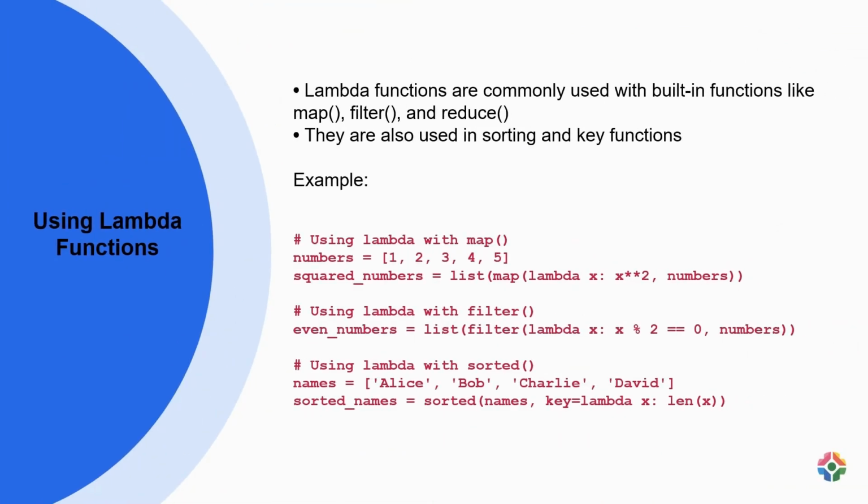Lambda functions are anonymous functions defined with the lambda keyword and lack a name. They are frequently utilized with functions like map, filter, and reduce. For instance, in Python, lambda functions can be employed to transform elements in a list using map or select specific elements using filter. In addition, lambda functions can be applied in sorting operations by specifying a custom key function in functions like sorted. An illustration involves squaring numbers in a list with map, filtering even numbers from a list with filter, and sorting a list of names based on their lengths using sorted.